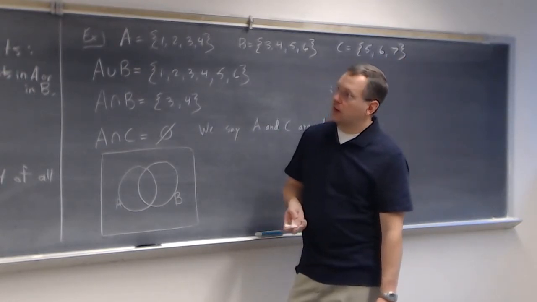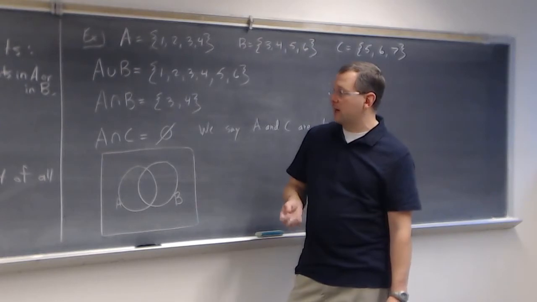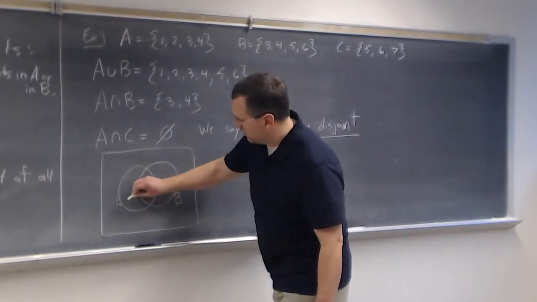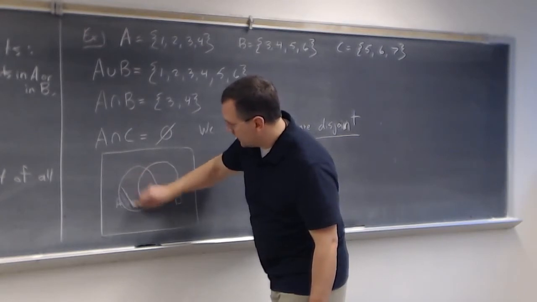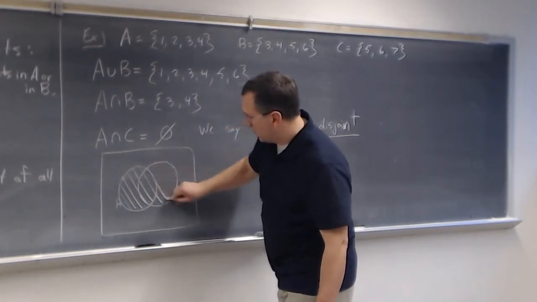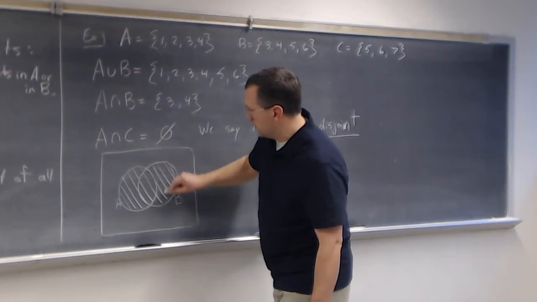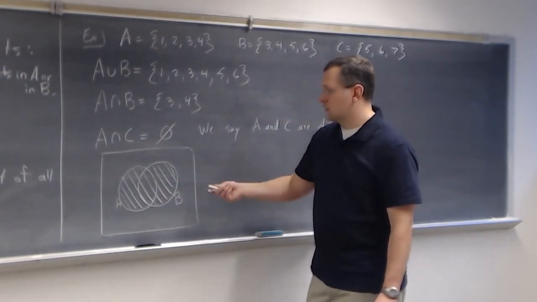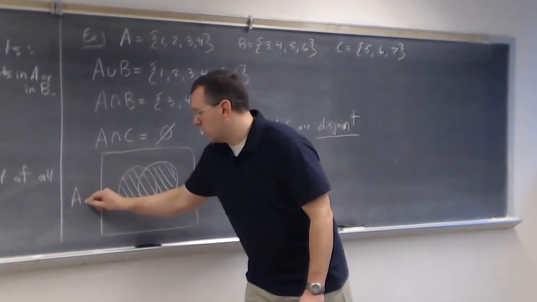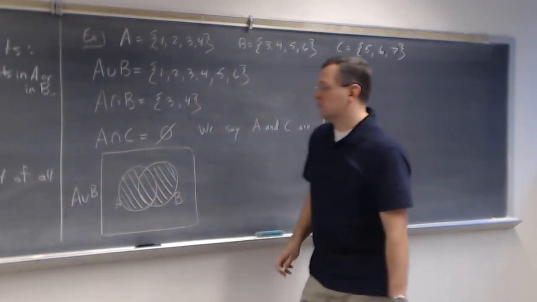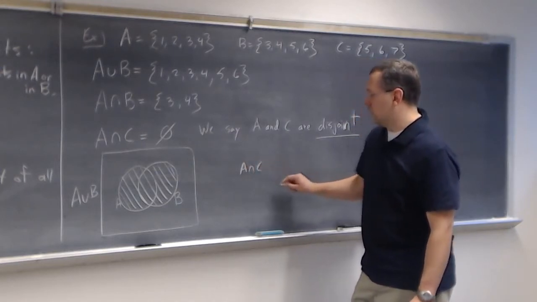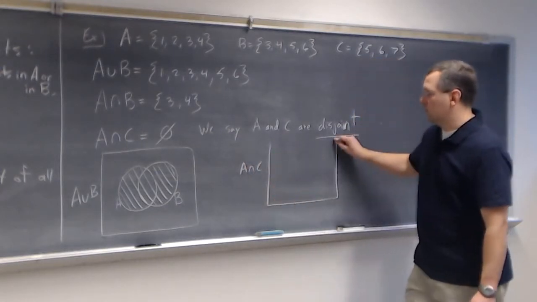So A union B, I'm going to shade in A union B. Everything that's inside A or inside B, this whole region, that's A union B. So this is a Venn diagram for A union B. Okay? So let's draw a Venn diagram for A intersect B.